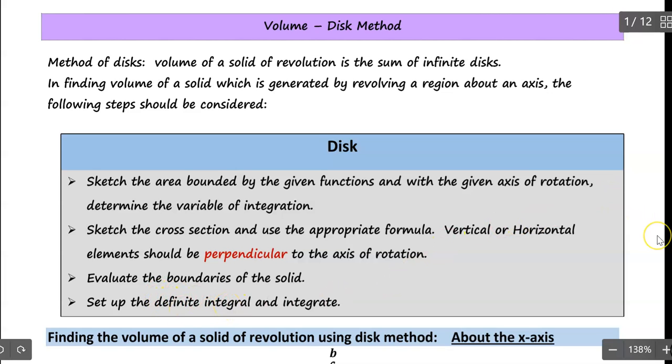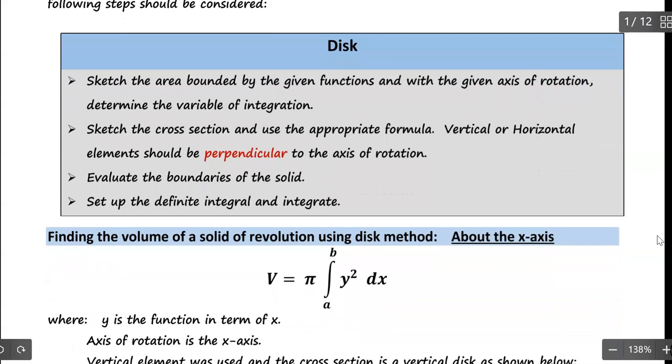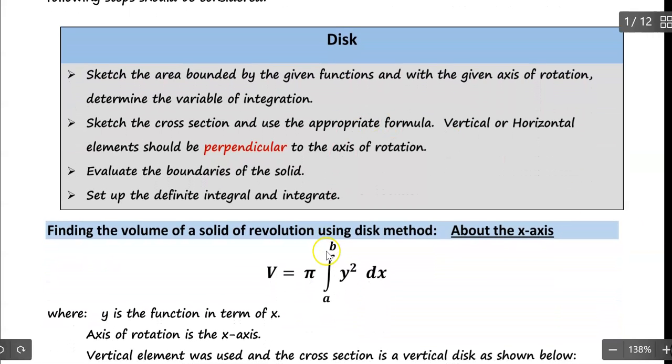Alright, so I'm going to show everyone these formulas right here. These are the formulas that we are going to explore. Let me circle this for everyone. So first of all, you see V representing volume equal to pi multiplied by the integral, evaluated from a to b as the lower and upper limits, of y squared times dx. I will explain all this to everyone.